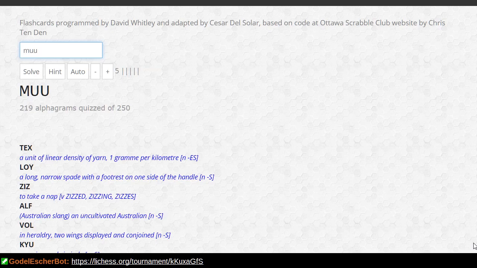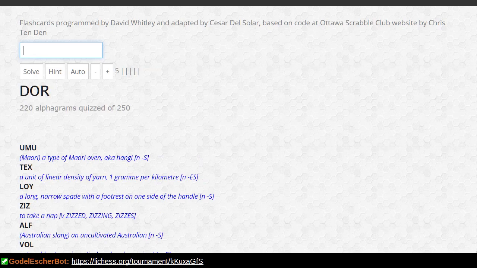So, fun thing. Word Freak references a seven-letter bingo, MUUMUUS. It says it's the least likely seven-letter word, or at least probable to appear as the first word in the game. But, yeah, MUU is not valid. So, what is it? Umu? A type of Maori oven?